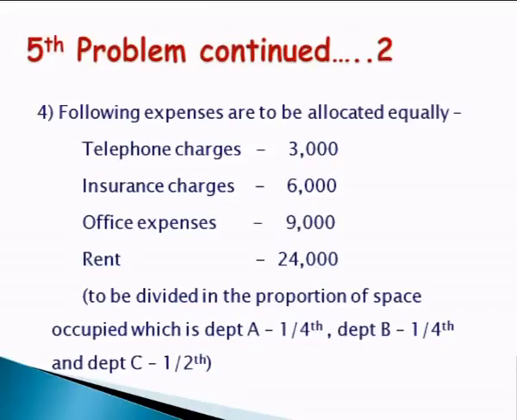For telephone expenses of 3,000, how will it be divided among the 3 departments equally? 1,000 for each department. 3,000 into 1/3, 3,000 into 1/3, and 3,000 into 1/3. In the same way insurance and office expenses. Come, we will take those items.